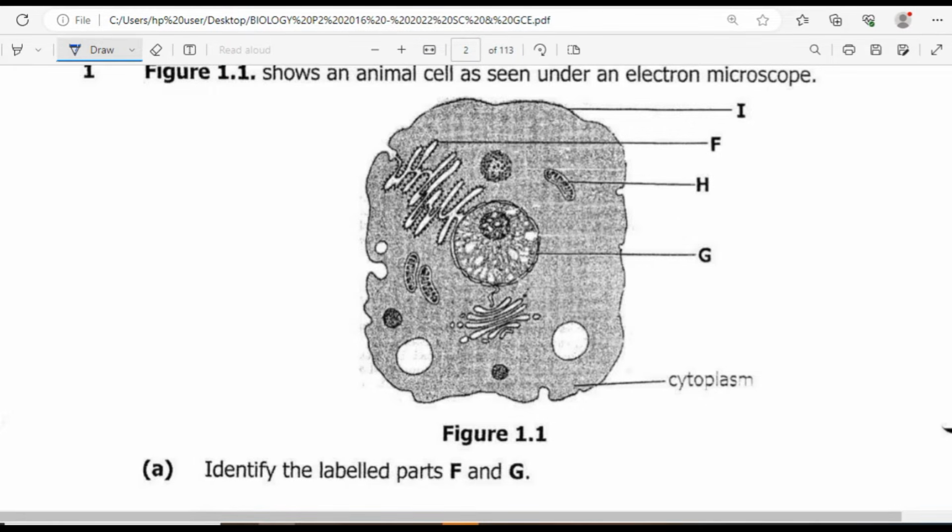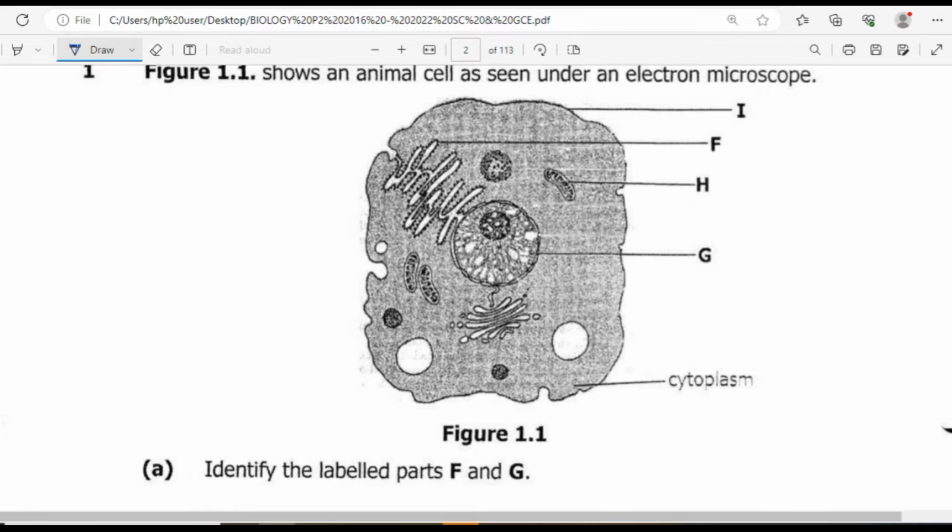So, the first question, we have a detailed structure of an animal cell, and this cell, we are told, was seen under an electron microscope. An electron microscope is just a more advanced microscope compared to the light microscope. So this one will be able to show you some of the structures that are considered to be detailed. Now, the first question is identify the part labeled F and G.